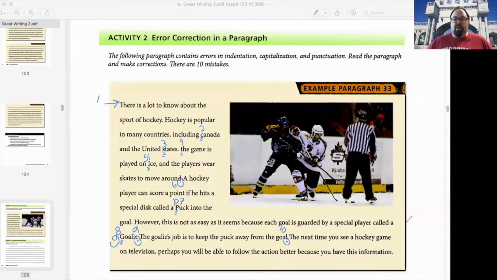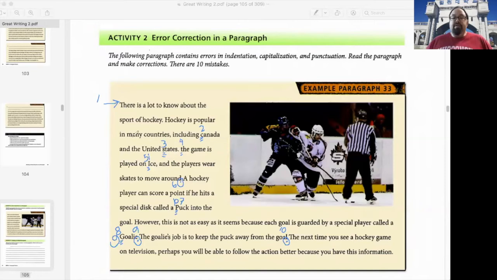Let's see if the rest is okay. The next time you see a hockey game on TV, perhaps you will be able to follow the action better because you have this information. And so we have found our 10 mistakes. We had an indentation mistake. We had several capitalization mistakes. How many did we have? We had 1, 2, 3, 4, 5, 6. 6 capitalization mistakes. Plus 1 is 7. And we had 3 punctuation mistakes.